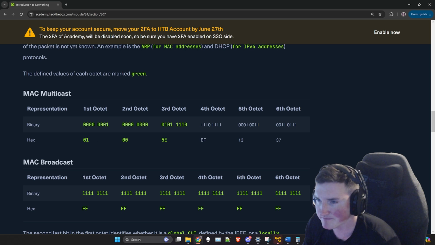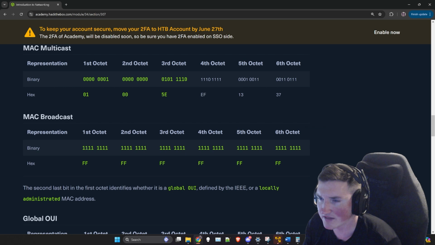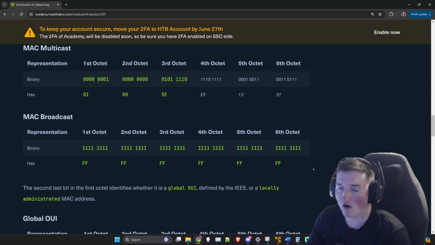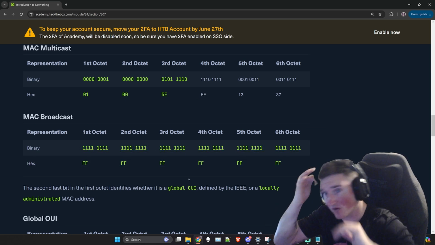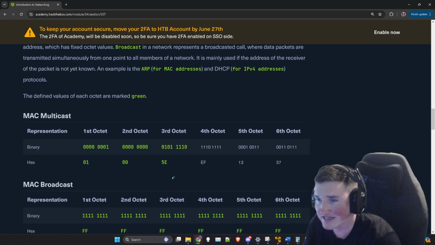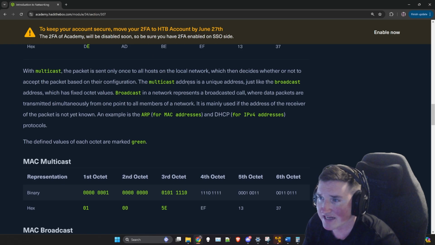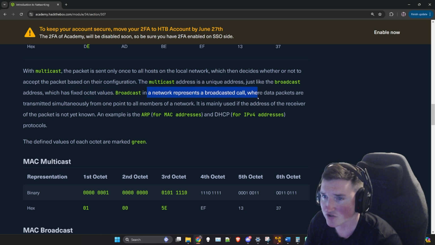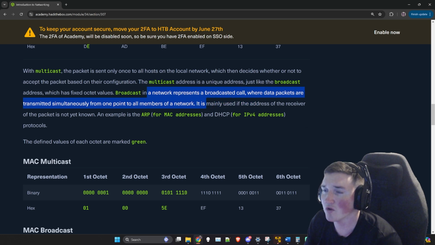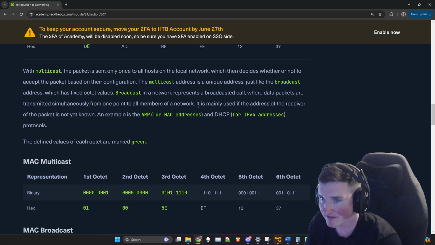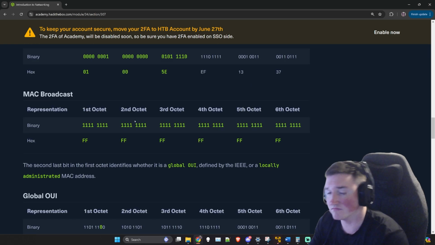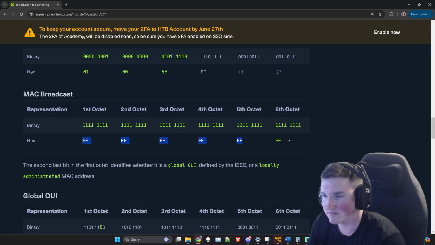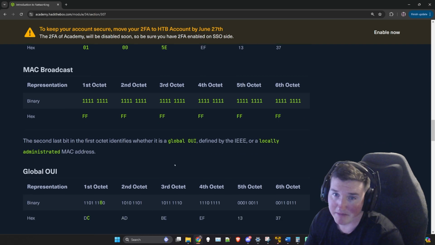So this is what the MAC address multicasting looks like. This is a broadcast. A broadcast is all ones, FFFFFFFFFFFF. That means it's going to everybody, right? You're broadcasting it to everybody. So you can see the multicast address is a unique address, just like broadcast, which is fixed. In network representation, a broadcast is a call where data packets are transmitted simultaneously from one point to all members. So keep that in mind if you're ever doing any addressing. That can come in handy, and it can also be a bad thing, right?